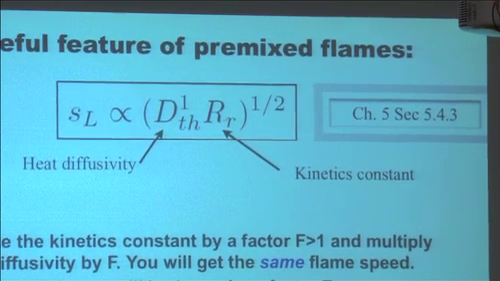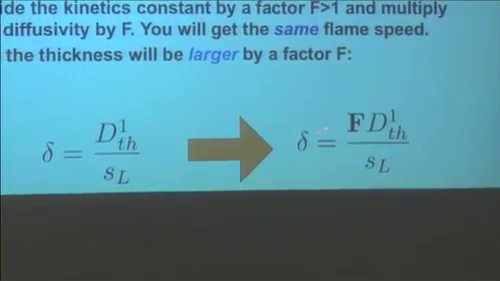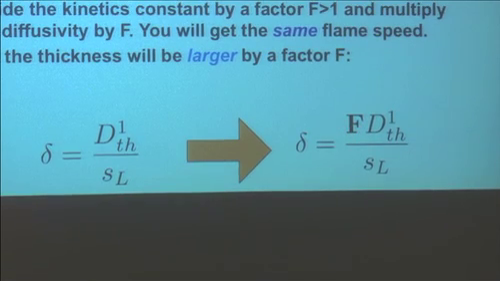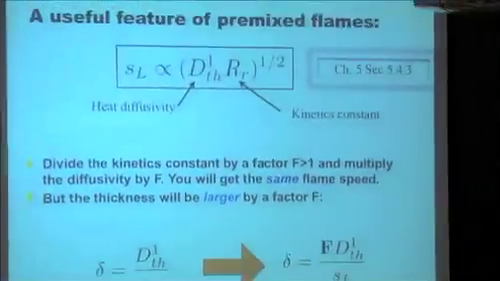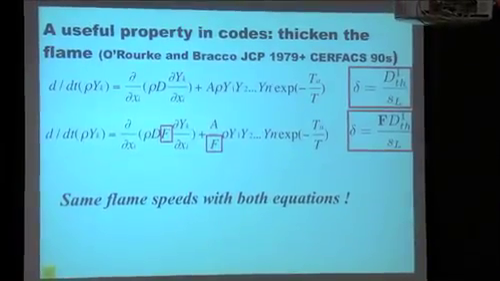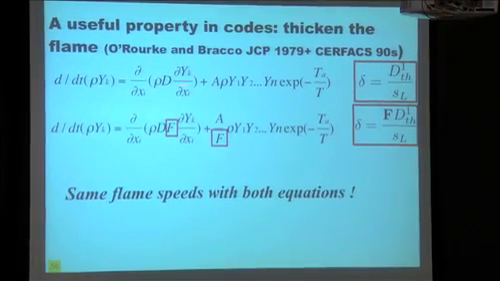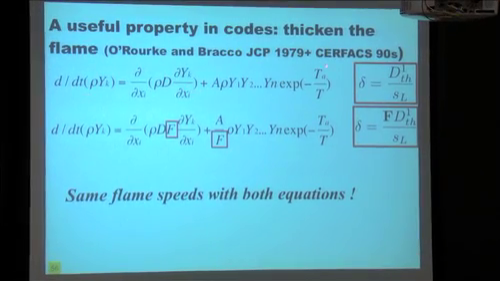And if you look at the flame thickness now, if you do what I just mentioned, you find the flame thickness will increase by a factor f. So what this means is that you can take a flame like this. This is the flame equation. Let me just show you the flame equation. That's the original flame equation. That's the modified one. The only thing you do is you multiply by f here and here. Okay? You have less reaction, you have more diffusion. These two equations will propagate the flame exactly at the same speed.